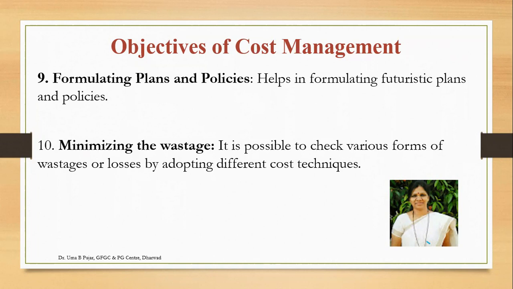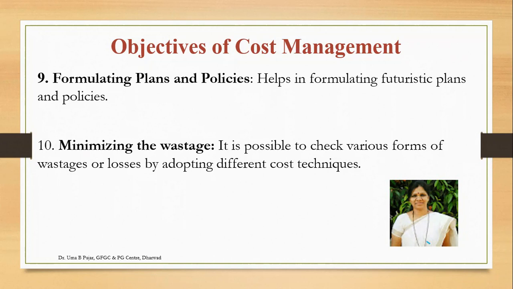We'll move on to the next and last objective of cost management, that is minimizing the wastage. To control and reduce the cost, we have to minimize the wastage in the process of manufacturing or giving the services. As cost and management accounting is concerned with the detailed breakup of costs, it is possible to check various forms of wastages or losses by adopting different cost techniques.